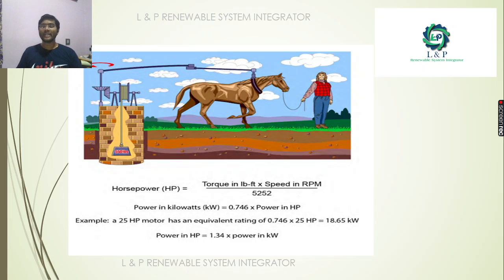And if you want to calculate the horsepower, it is torque in pound-feet times speed in rpm divided by 5252. And if you want to calculate the power in kilowatts, it is 0.746 times the power in horsepower. If you want to calculate the horsepower, it is 1.34 times the power in kilowatts.